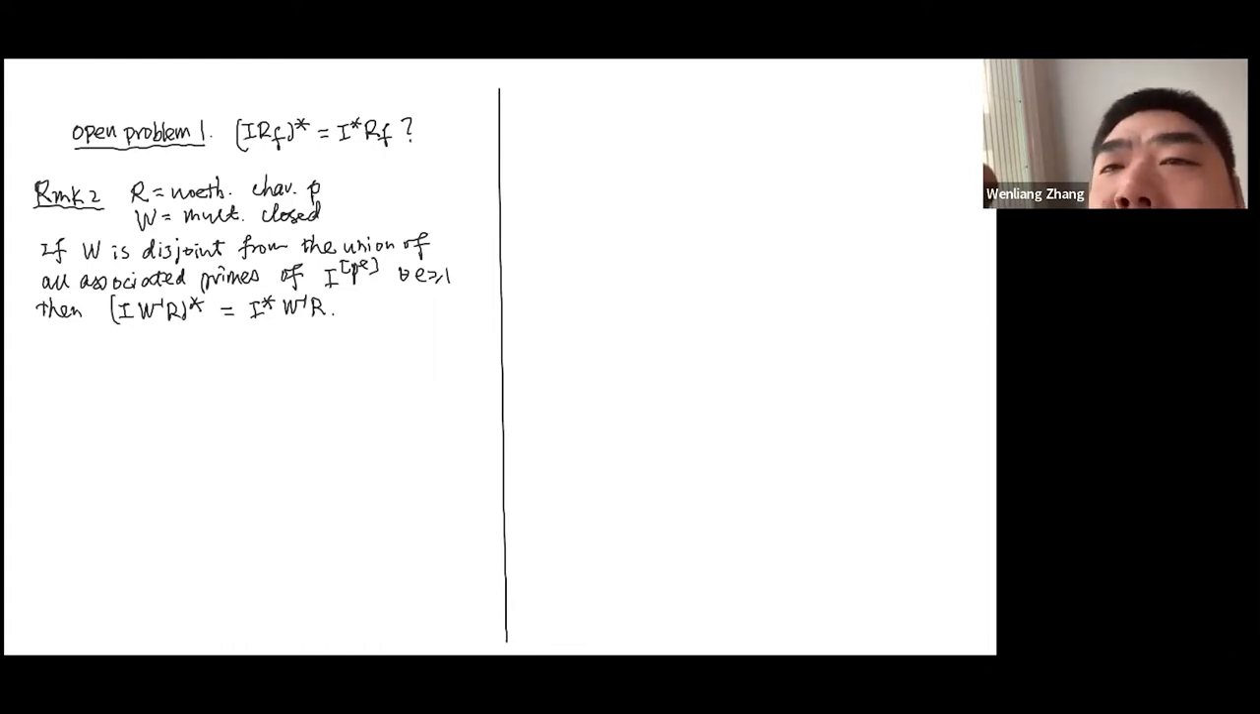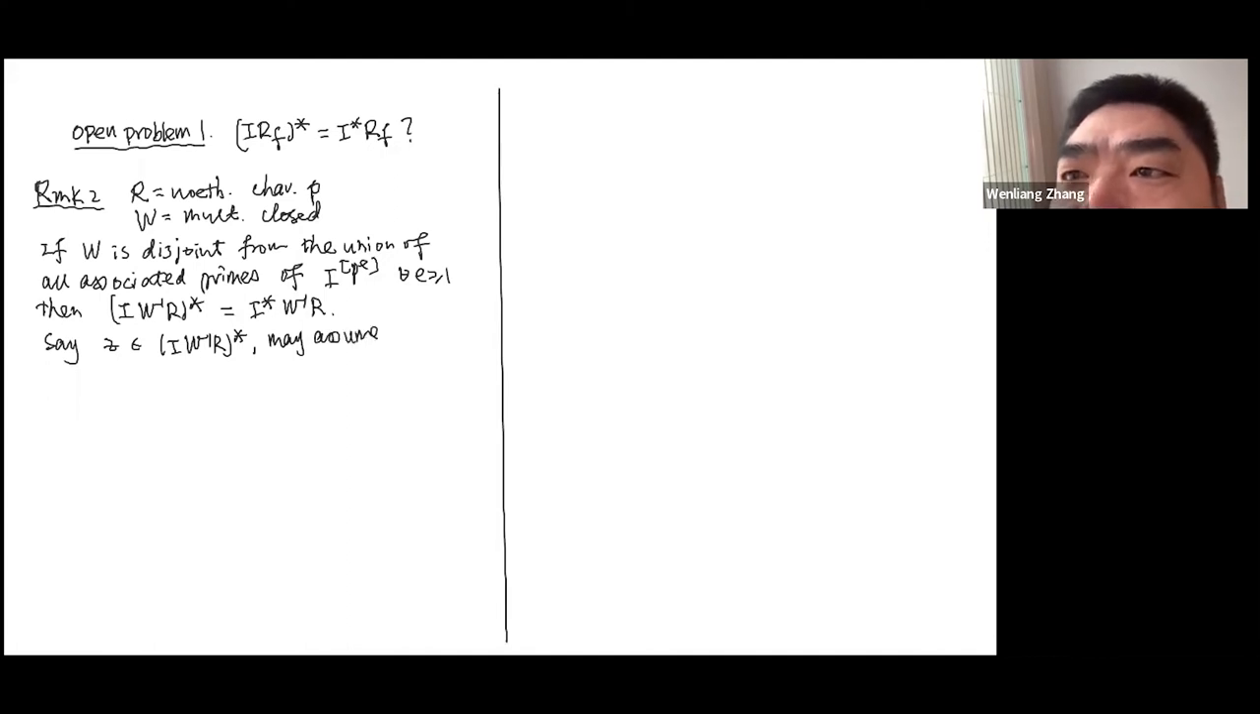So how do we prove this? Only one inclusion requires a proof. Let's say I have an element z inside the tight closure after the localization. We may assume z is in R, because a priori this is a fraction with some element from W in the denominator, but because that's invertible, it doesn't really affect the membership. So I can assume z is in R.